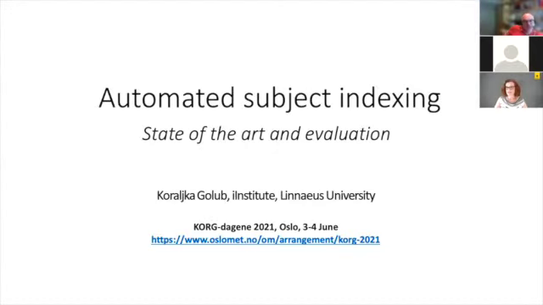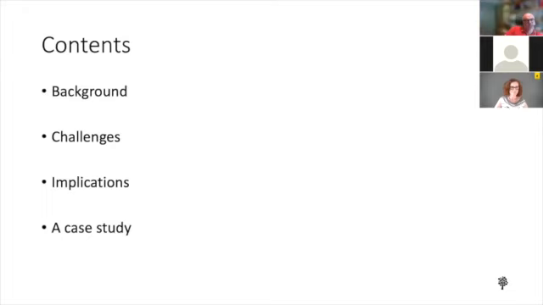So the title of this talk is Automated Subject Indexing, although with this we also refer more broadly to classification, but we do focus more on identifying topics and themes or keywords, or so to say, which can also be represented by classes. And it's state-of-the-art and evaluation, which is to be addressed in 4 main sections.